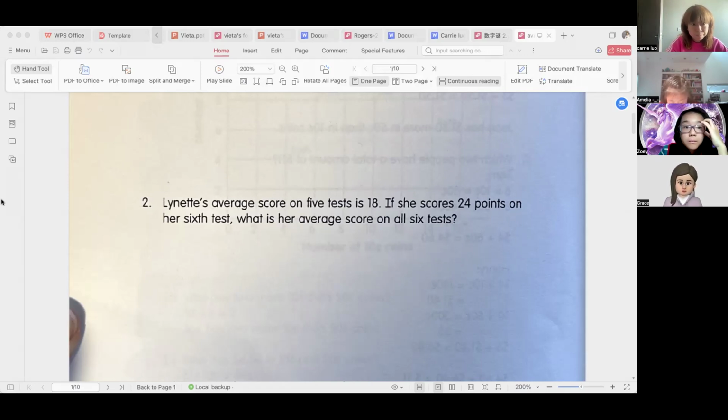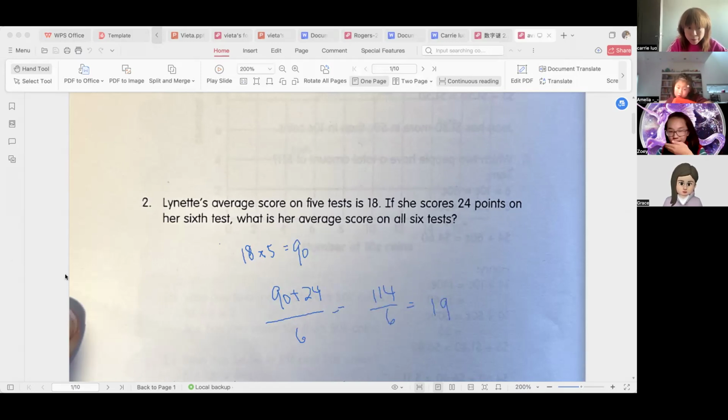So this question should be very easy. Her average score on 5 tests is 18. What is the total score? Is it 18 times 5 equals 90, right? If she scores 24 points on the 6th, so 90 plus 24 and divided by what? Divided by 6. So the answer is 114 divided by 6 equals 19. So 19 points is that.